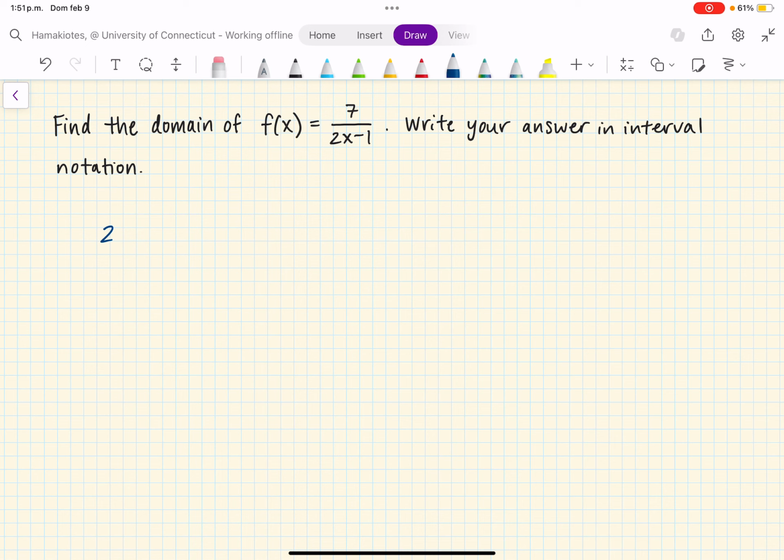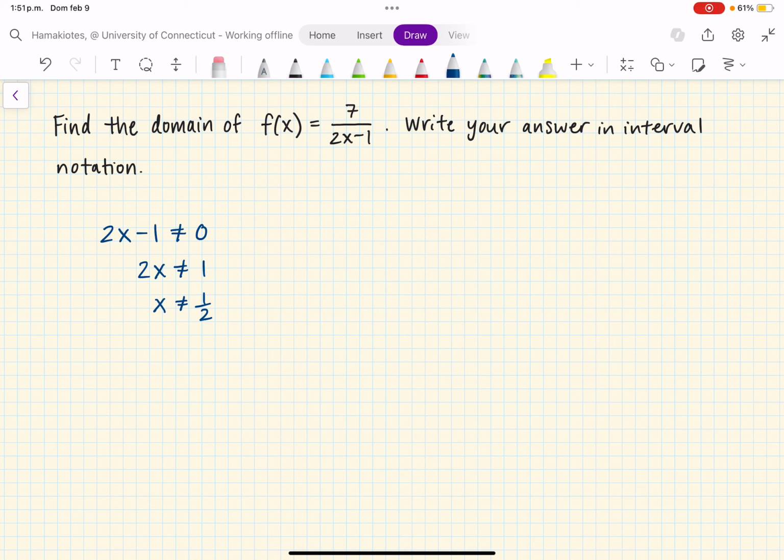We want to make sure that the denominator is non-zero. So we want to make sure that 2x minus 1 is not 0. So we can add 1 to both sides, so we get 2x is not equal to 1, and now we can divide both sides by 2 to isolate x, so we get x cannot be 1/2.